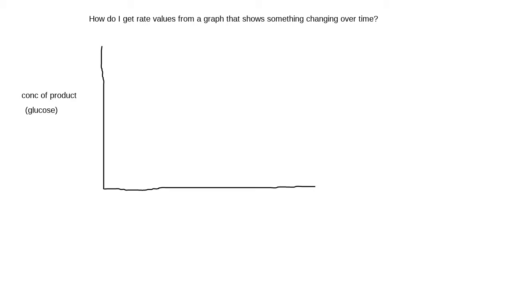So here, let me draw it for you. Let's say that we have a graph. I'm going to show you exactly what the simulation is going to show you. My 2 axes, let me get my line straight. Okay. And over here we have concentration of the product, which in this case is going to be glucose. And down here we have time in minutes.